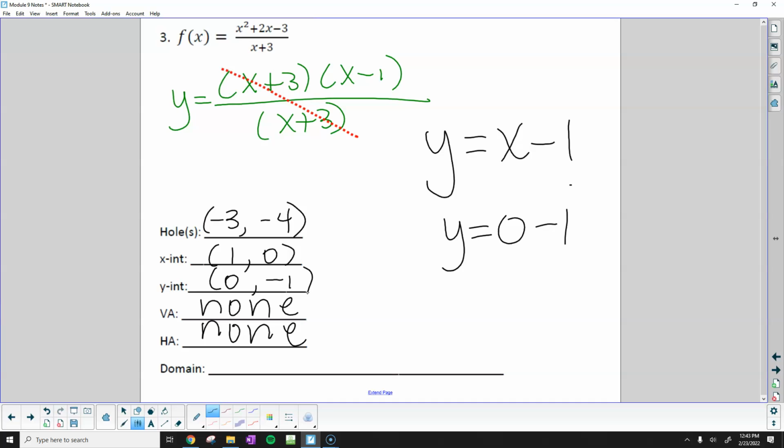The last thing that I want to talk to you about is the domain. Remember, you do not have any vertical asymptotes, you just have a hole. So it's going to be negative infinity to that hole at negative 3, and then negative 3 to positive infinity.